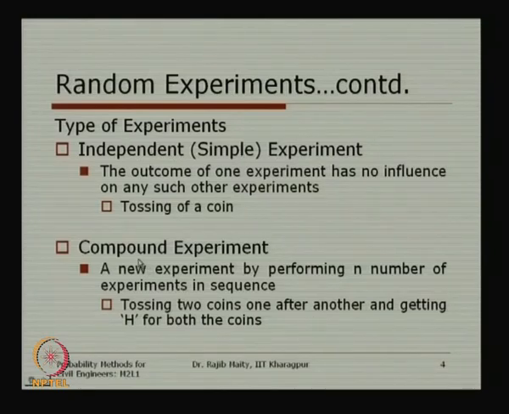The second one is the compound experiment. It means a new experiment formed by performing n number of experiments in sequence. For example, tossing two coins one after another and getting head for both the coins. So my experiment here is that I throw two coins and I want to see the outcome for both the coins.